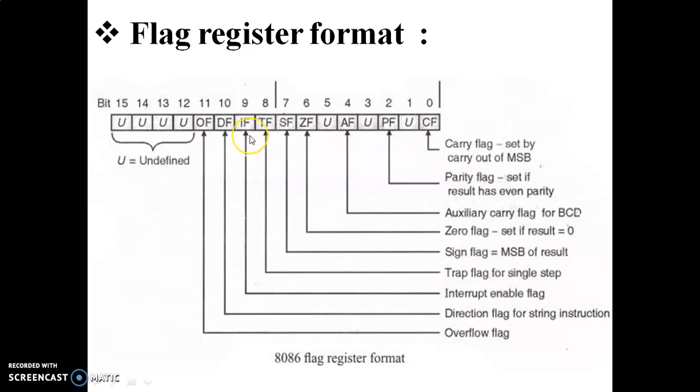Out of these 9 flags, again they are further divided into status flags and control flags. These are 8, 9 and 10 are control flags, and the remaining 0, 2, 4, 6, 7 and 11 are status flags. Now let us look into this one by one.